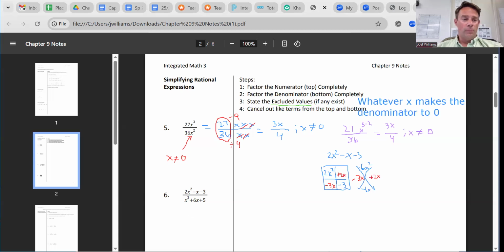So I just wanted to review a little bit of factoring here. I'm going to kind of shorthand it on the next one, you guys don't need to see all this stuff over and over again. So we have 2x plus 1 on top, and x minus 3.